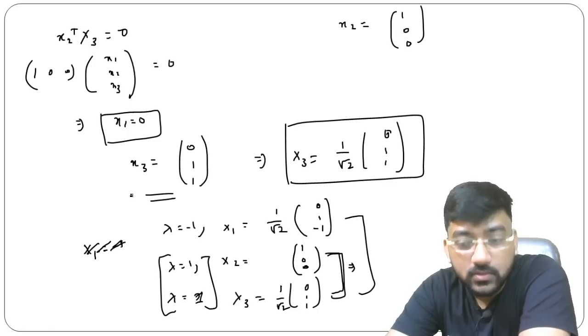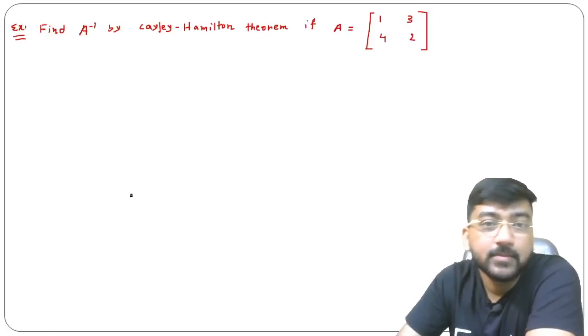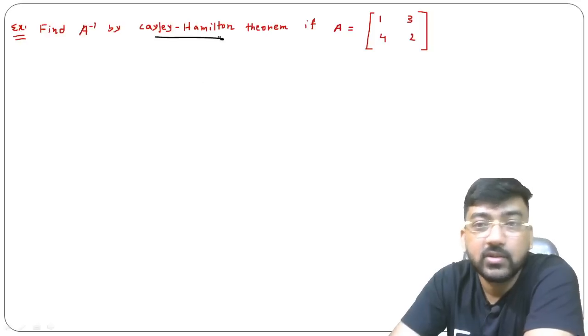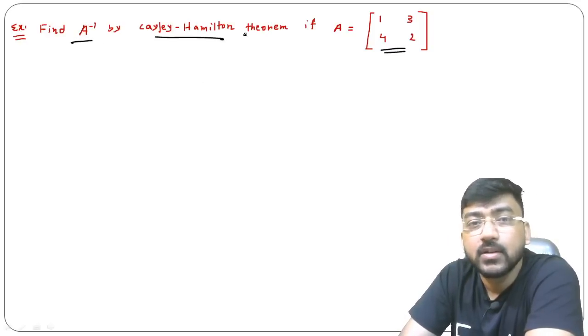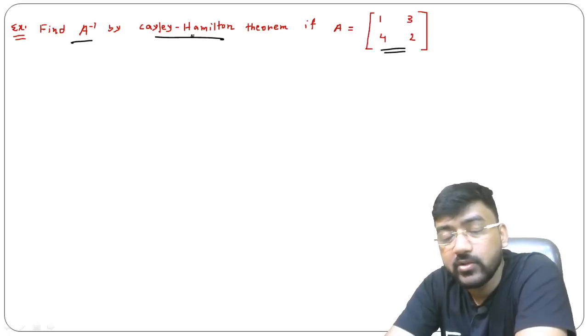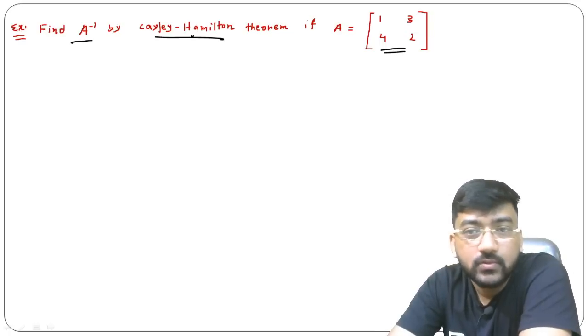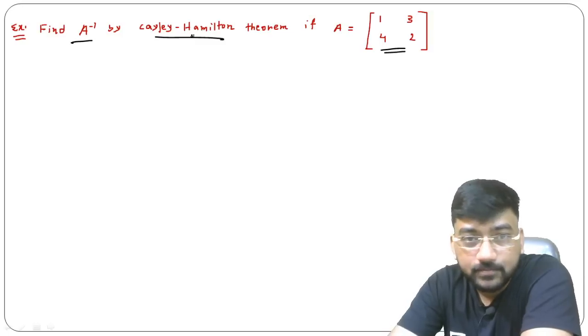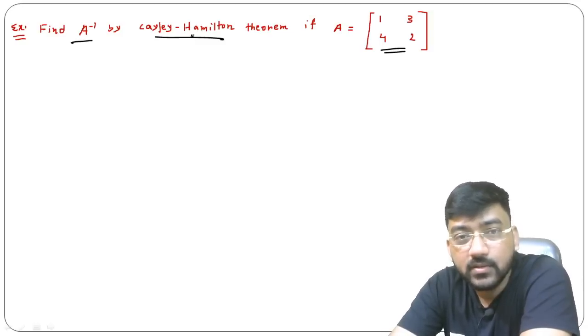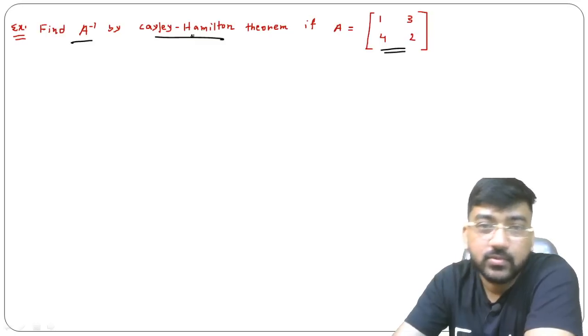Now let me solve another example that is based on the CH theorem, that is the Cayley-Hamilton theorem. So how you can find out A inverse by using this theorem, the Cayley-Hamilton theorem. In the first class I have told you that you can find out A inverse by using the characteristic equation. But how you can find it out, let us see from here.